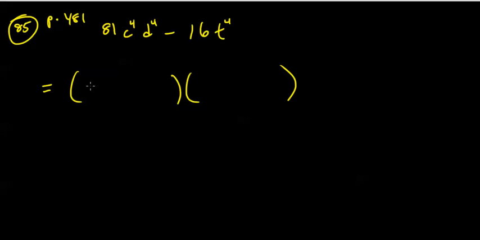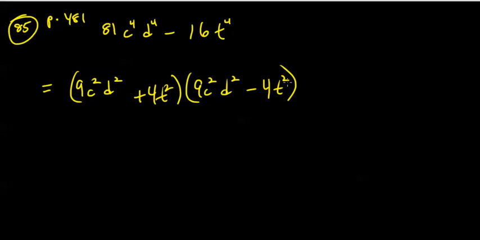So I'll rewrite this expression as 9c squared d squared plus 4t squared times 9c squared d squared minus 4t squared. Alright, convince yourself. If I view this as a difference of squares, if I multiply these two first terms, I do indeed get 81c to the fourth d to the fourth. And if I multiply these two last terms, I do indeed get a negative 16t to the fourth.